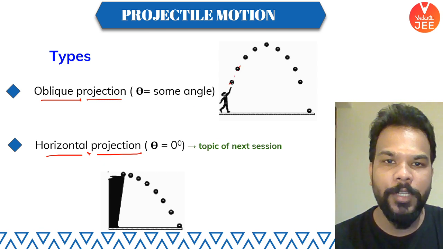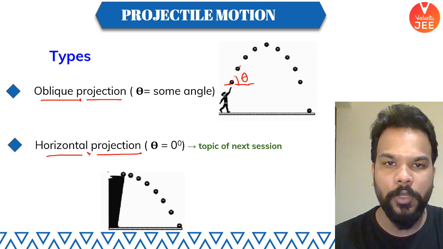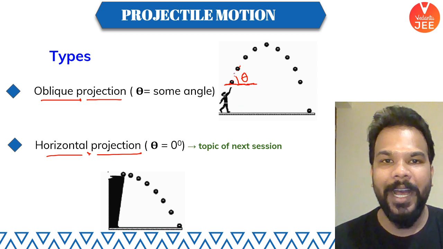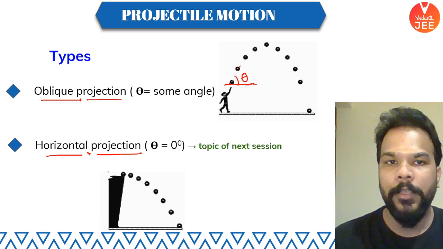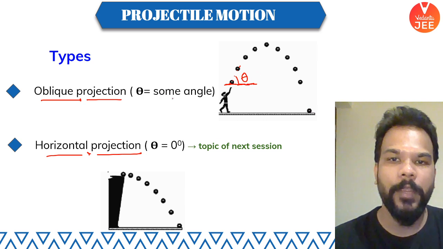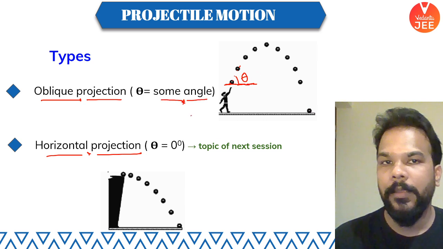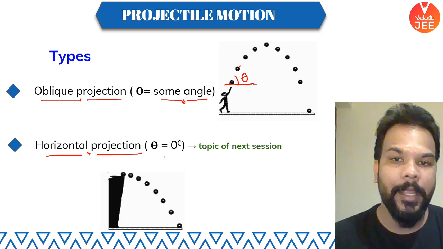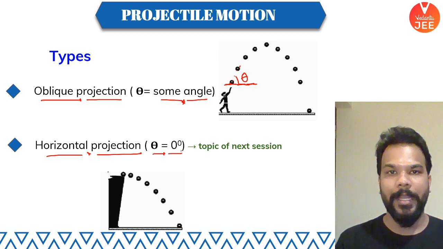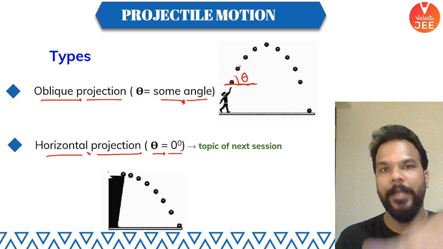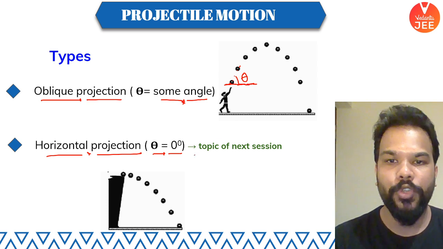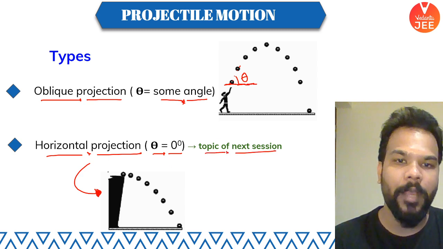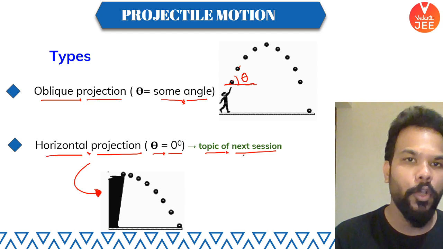If you throw an object at some angle theta with the horizontal, then the path which is followed by the body is this. So you will say that such motion, when you are throwing the body at some angle theta other than 90 degree, other than 0 degree, is called oblique projectile. And specifically, if you project the body horizontally, that means if I throw the body horizontally and then it moves under gravity and goes down, then the motion is called horizontal projectile motion. This is something that we are going to cover in the next topic. Today's topic is to study oblique projectile.